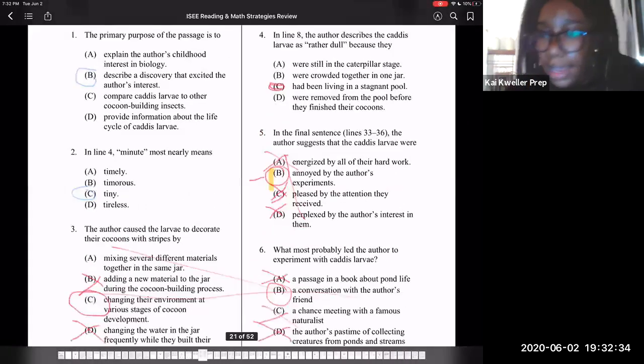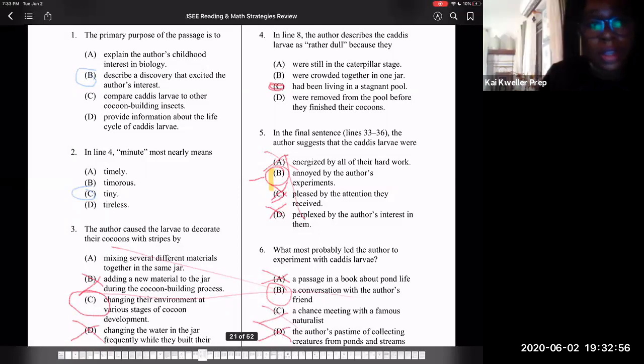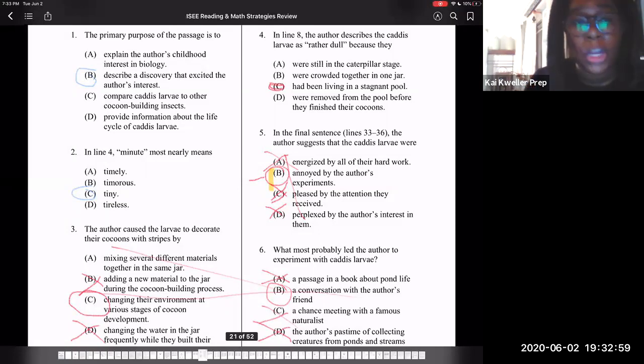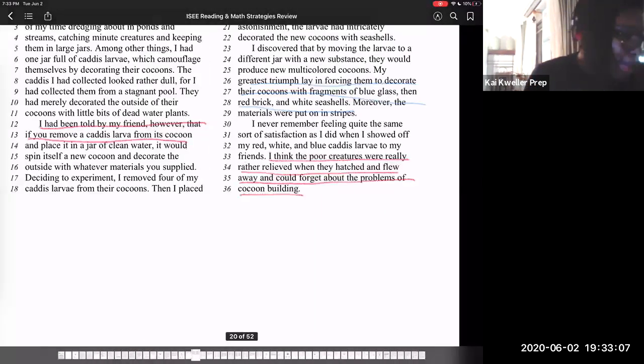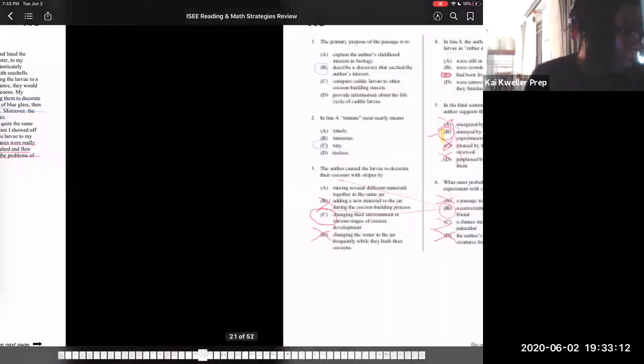Actually, someone just asked, why is number one not A? I will say this. Number one cannot be A because that was only mentioned in one sentence in the entire passage. That talk of biology was not mentioned throughout the passage. So if it's not mentioned throughout the passage, then it can't be the main purpose of the passage. And a quick way of finding the purpose of a passage is to read the last few sentences. There is no talk of their love of biology in this last sentence. So that's a clear indicator that it can't be the main purpose.